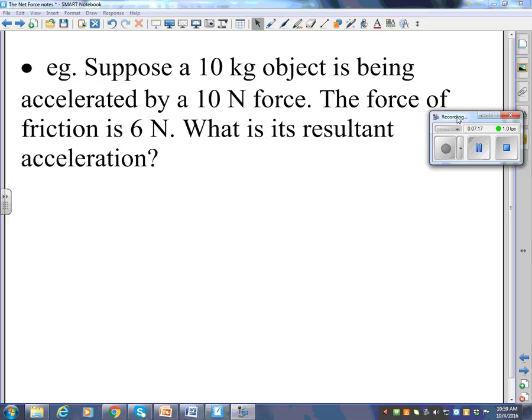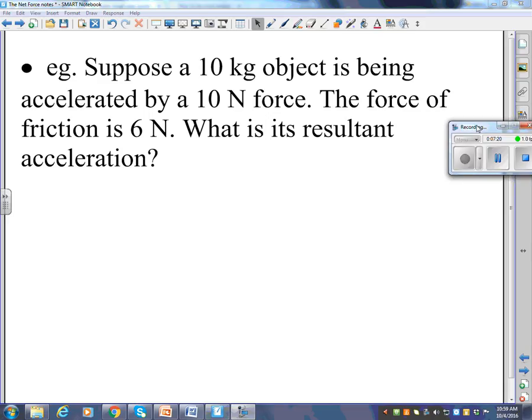Okay. Here is an example question. I'll pause and let you write it now. Suppose a 10 kilogram object is being accelerated by a 10 Newton force. The force of friction is 6 newtons. What is its resultant acceleration? What would be the first step? Identify the forces. You can do this. That's our mass. Accelerated by a 10 Newton force, that would be our applied force. The force of friction is 6 newtons, that would be our FF. What is the resultant acceleration? We are solving for A.